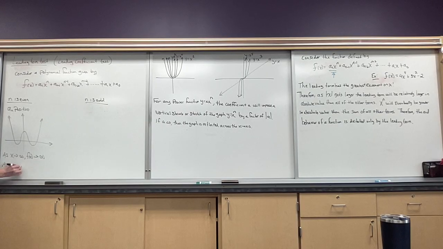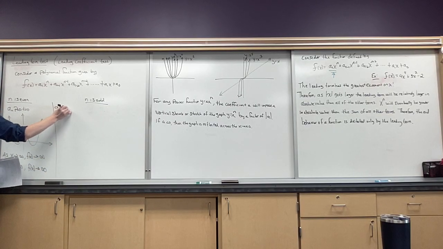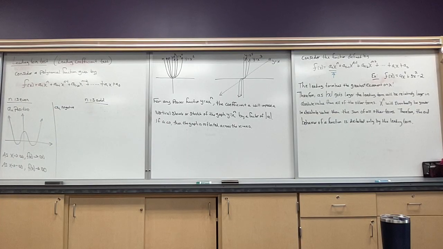As x goes to negative infinity, if I'm going in this direction, my output is going to continue to go infinitely in the positive direction. Now you can probably surmise that we're going to do something different when it's negative. So we just put a little line here. When a sub n is negative, that's going to flip everything, right? So let me go ahead and flip this graph.